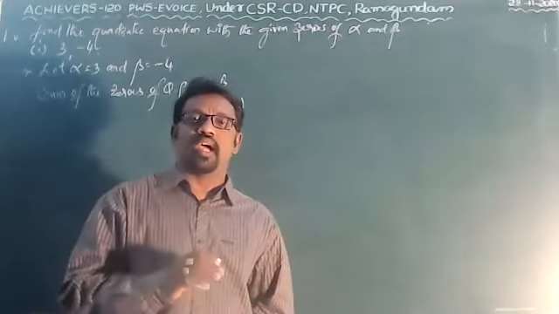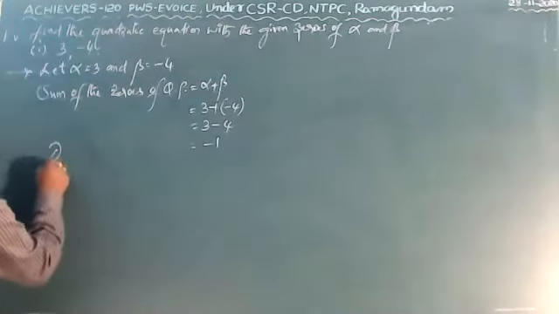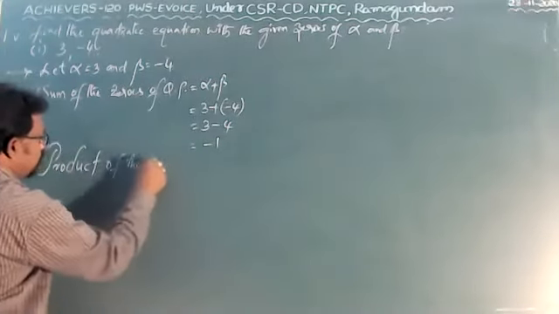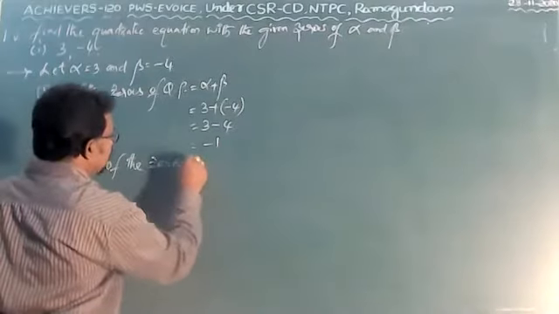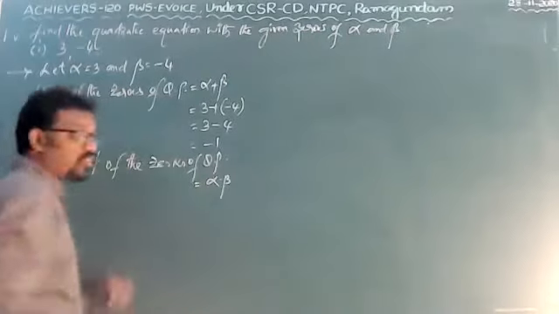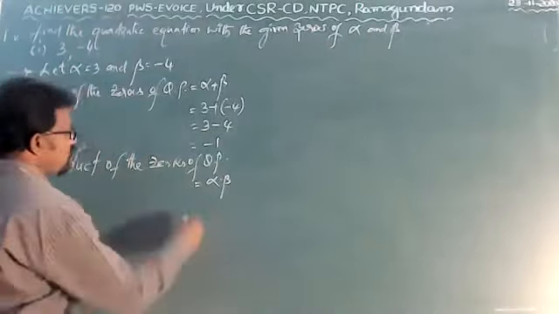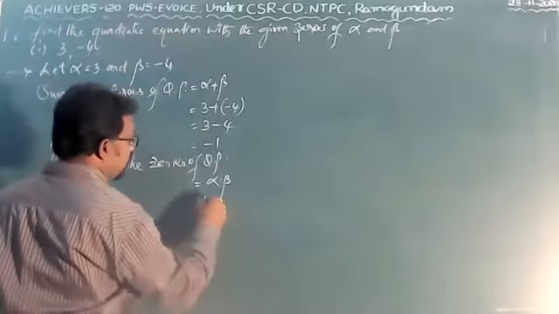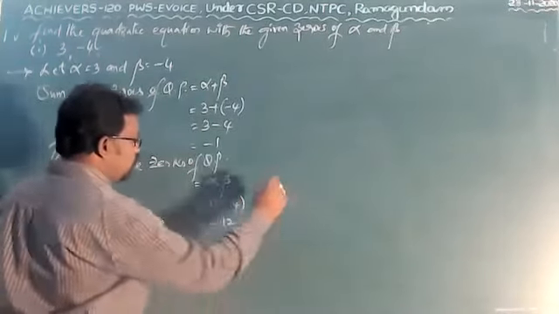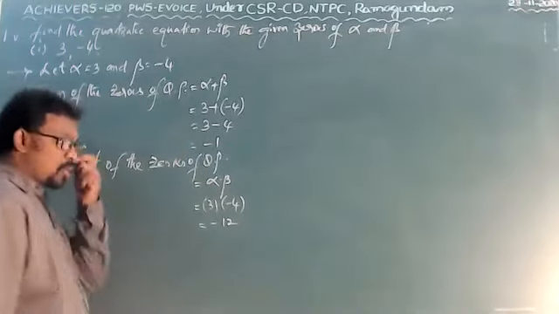In the same way, we have to find the product of the zeros of the quadratic polynomial. What is the formula? Alpha into beta. Alpha is 3, beta is minus 4, so 3 into minus 4 is minus 12. This is the sum of the zeros, and this is the product of the zeros.